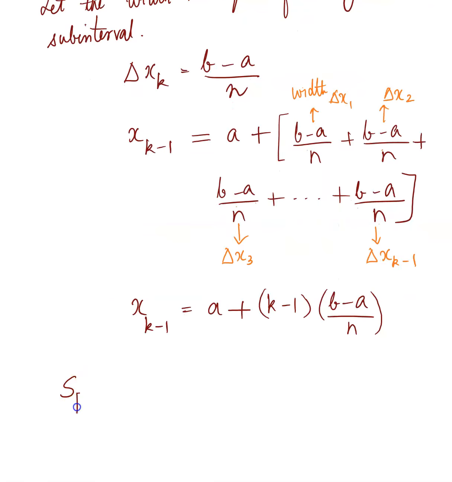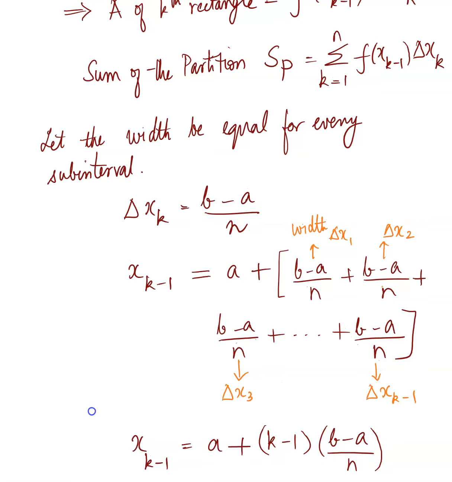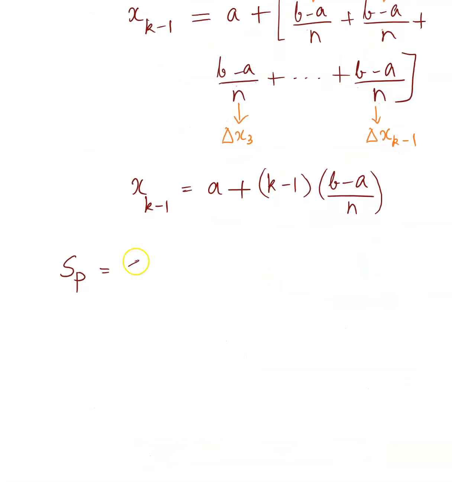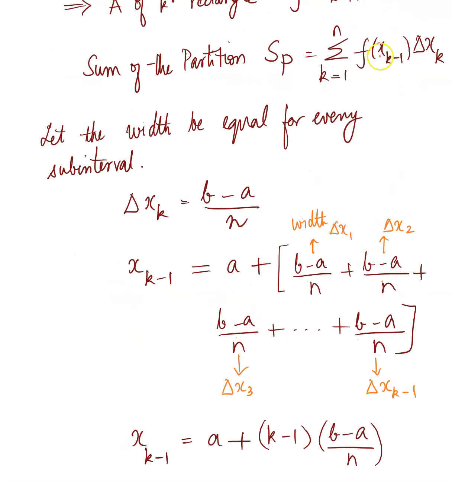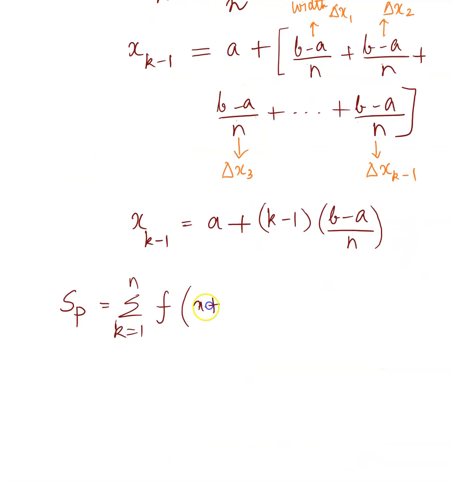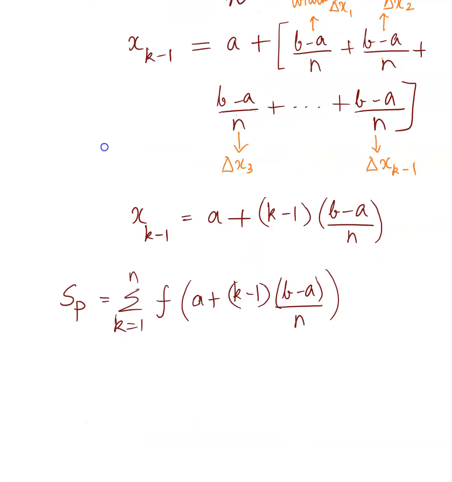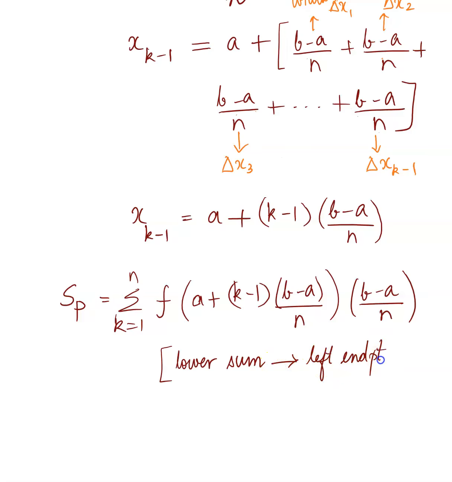So if I wrote SP, then if you go back here, SP is the summation of all these areas, 1 to n, f of xk minus 1. Now in the place of k minus 1 I have a plus k minus 1 times b minus a over n, times the delta xk, which is b minus a over n. Okay, this is for the lower sum, left endpoint approximation. Do we agree with that?